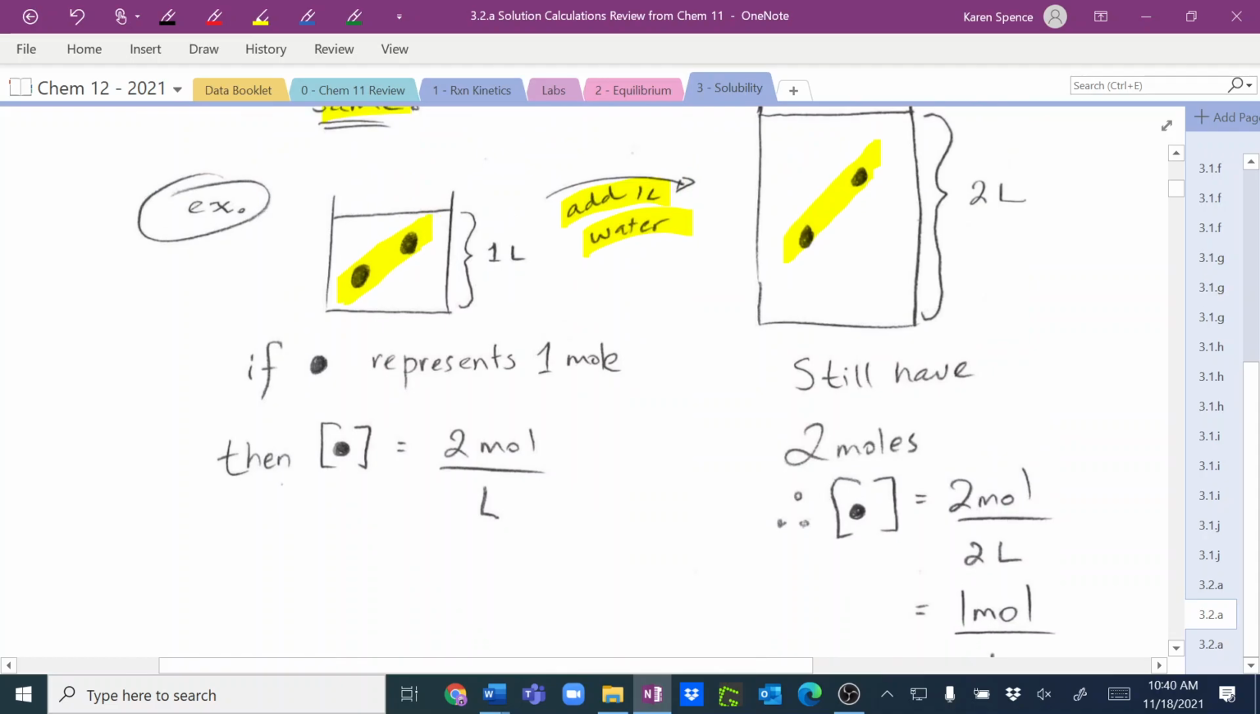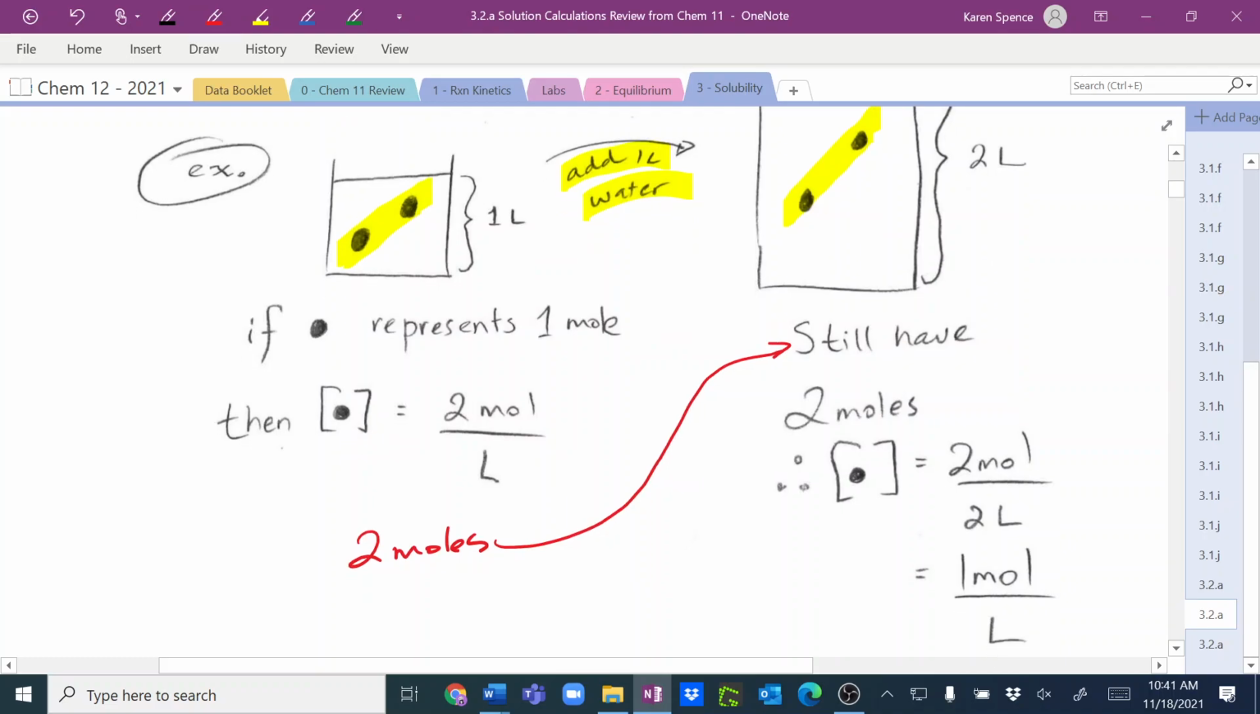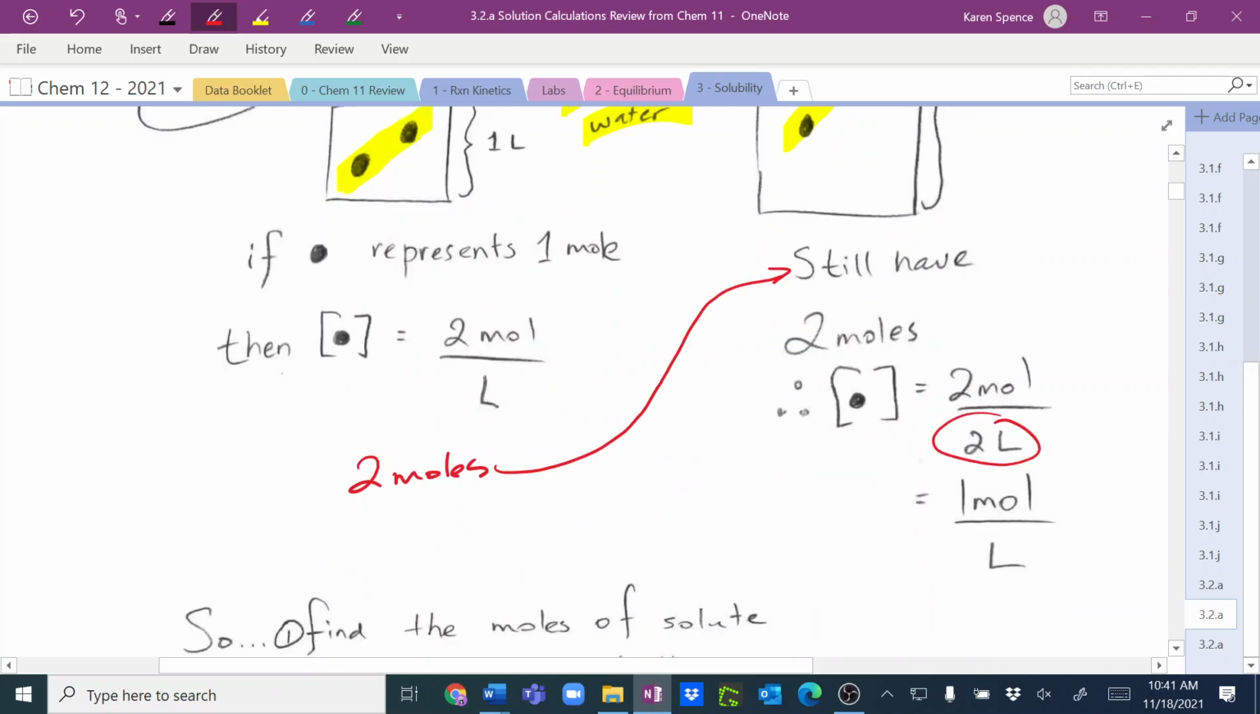So I would say, okay, if I was doing this one, I could do it just by looking in the beaker. How many moles do I have? I have 2 moles. So how many do I have later? I will still have 2 moles. And to find my new concentration, I just divide by my new volume because it's moles per liter. Okay?